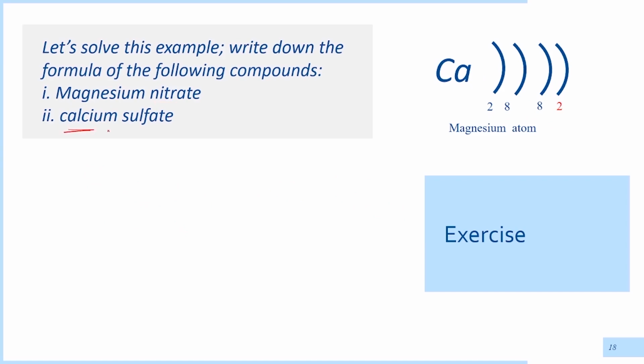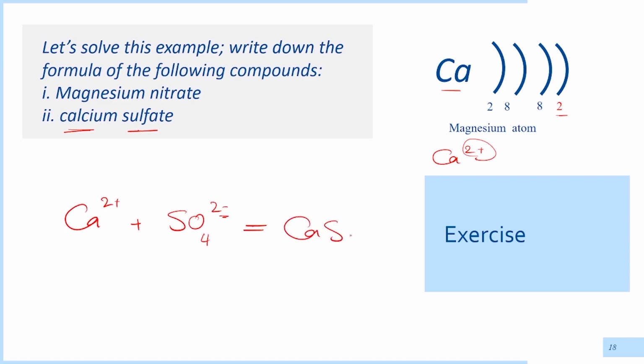Second, calcium sulfate. Calcium forms a positive cation with 2 positive charges as we saw before, and sulfate SO4 has 2 negative charges. The compound formula is CaSO4.